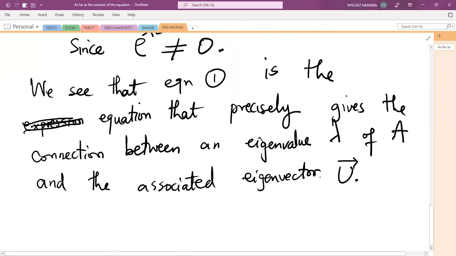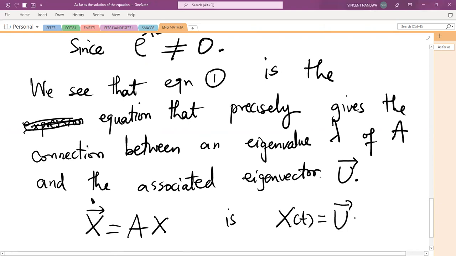Therefore, whenever lambda is an eigenvalue of A and its corresponding eigenvector u exists, then the solution of the equation x dot equals Ax is x of t given by u e raised power lambda t. So that is in general.